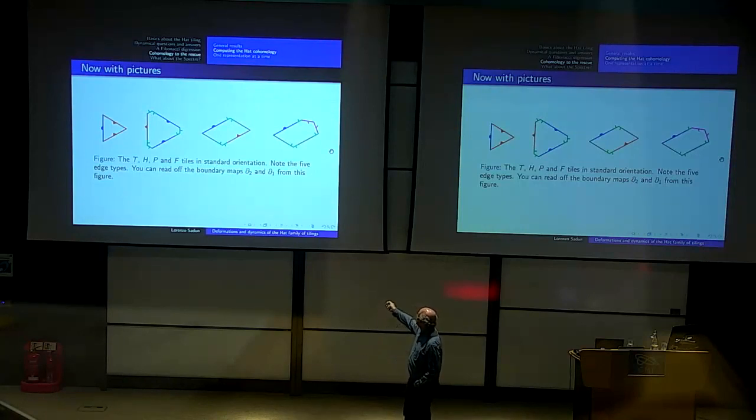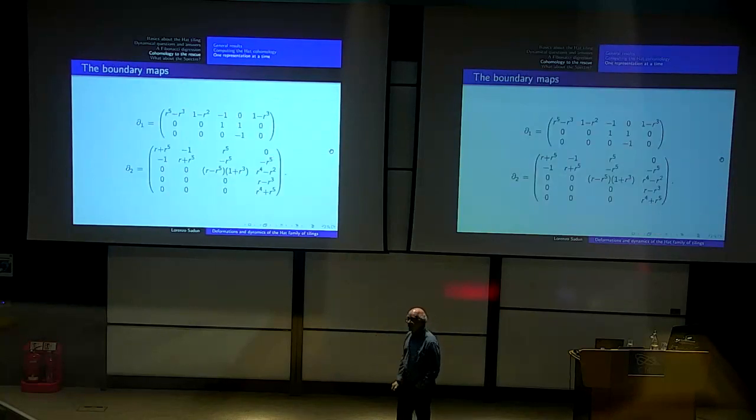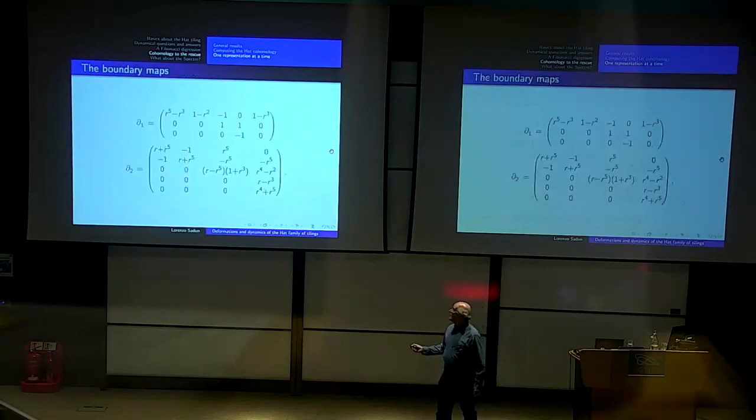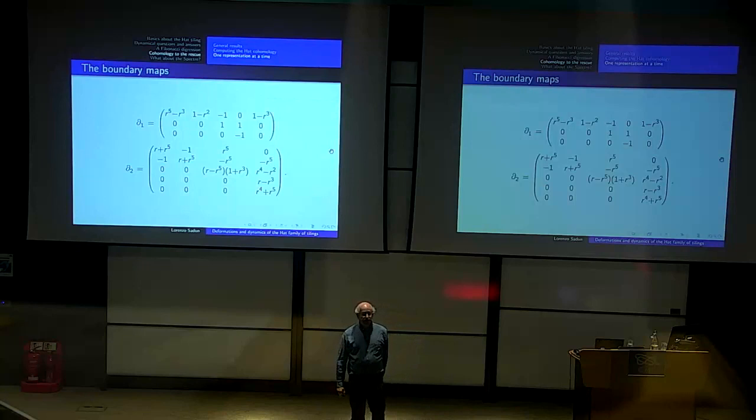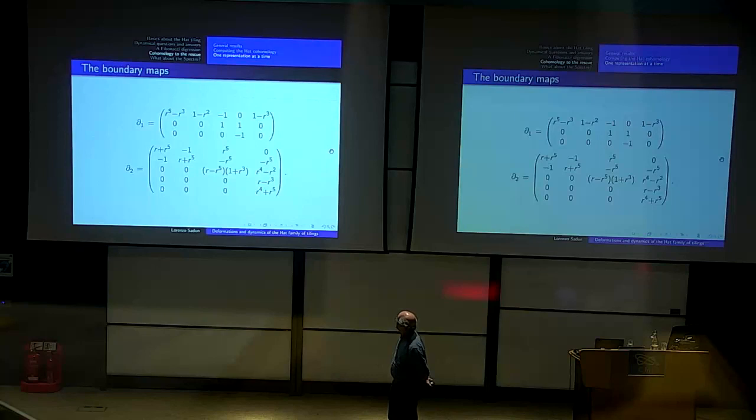And you figure out the boundary of this, you figure out the boundary of this, and you get the matrix for the boundary map. The boundary of a t is an r plus r to the fifth a minus a b. The boundary of an h is minus an a plus an r to the fifth b, etc. And the key thing is that everything commutes with rotation. So you don't have to think of this as a 12 by 20 and a 24 by 16, 30 by 24 matrix. You can just do it one representation at a time.